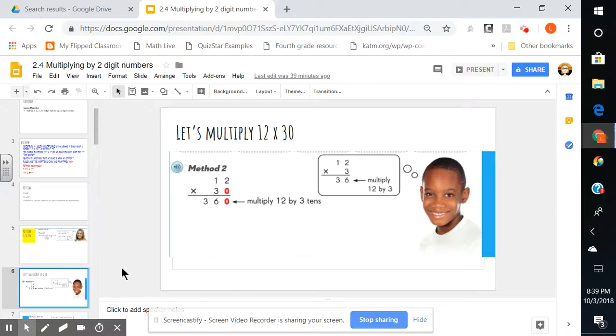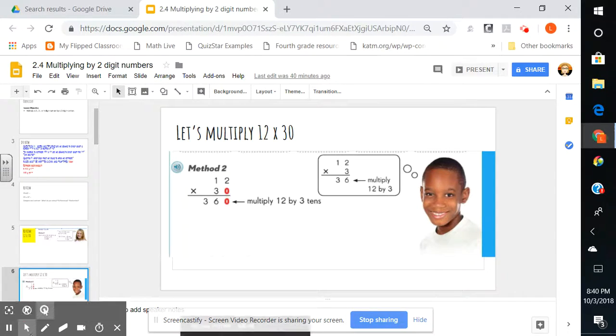So now method 2. This is a new method, 12 times 30 the long way. Because we know 12 times 3 is 36, it is not just 36, it's 12 times 30, which is multiplying by 10. So we need to push the 36 to the left so that we can add a 0 in the ones place. So it becomes 360 because it's really 12 times 3, which we learned is 36, tens, which is 36 times 10, which is 360.